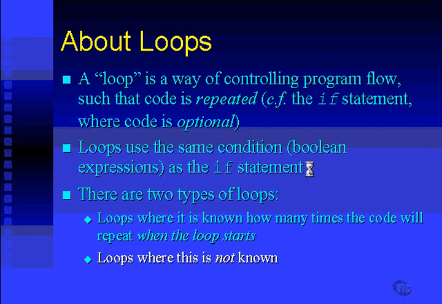Imagine a program that counts all the numbers and adds up all the numbers from 1 to 1,000. Now it is quite clear at the time that the program is run, or even at the time that the program is compiled, how many times through the loop you're going to go. You're going to do 1,000 additions, so you're going to go through the loop 1,000 times.